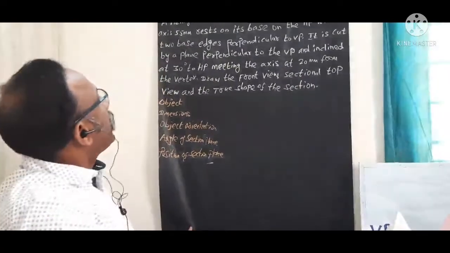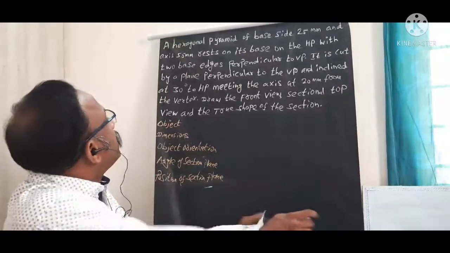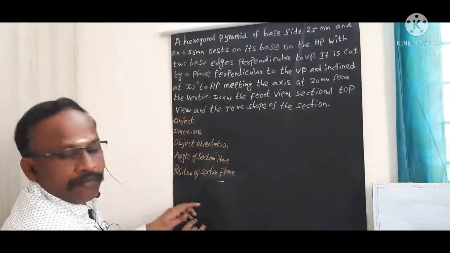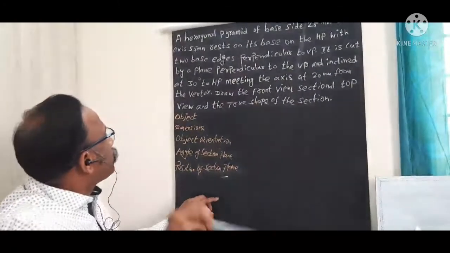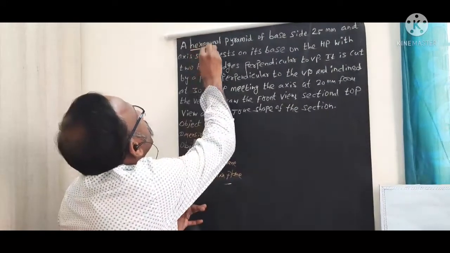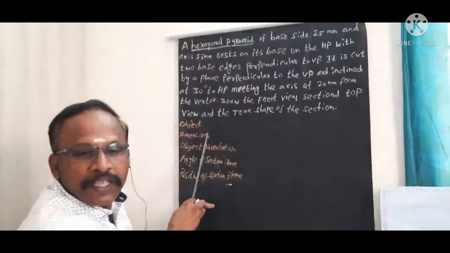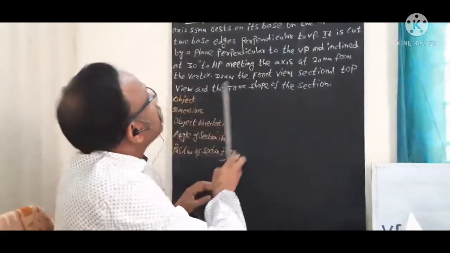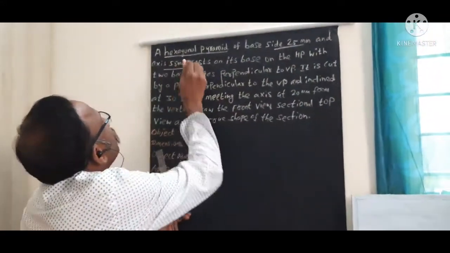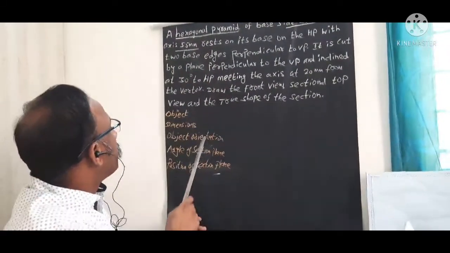Now I want to underline, and you need to identify the given parameters clearly, for which some questions are to be asked. 1, 2, 3, 4, 5. These 5 questions are very important. First question: what is the object? The object is clearly given as the hexagonal pyramid. Second is dimension. What are the dimensions of this object? Base side is 25 and axis is 55. These are the dimensions of this pyramid.